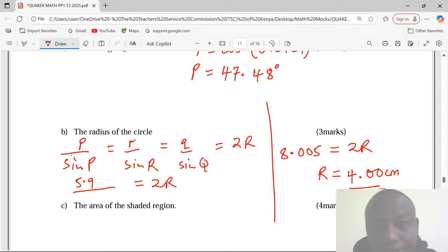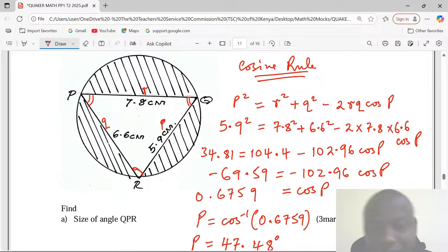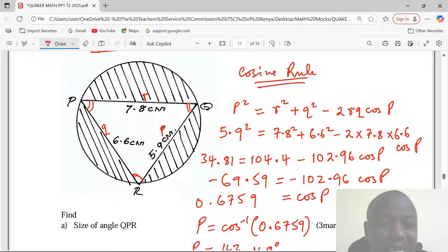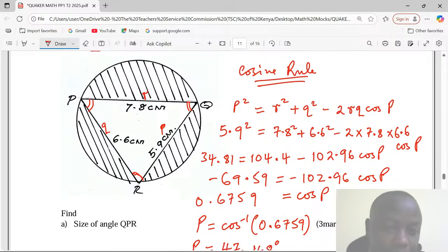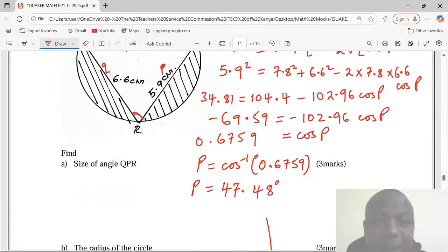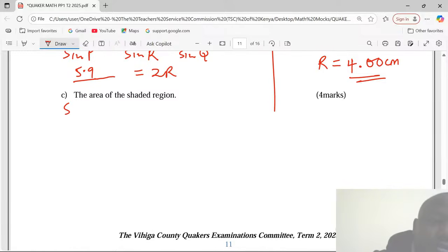Okay, the shaded region is outside the triangle but inside the circle. So we take area of the whole circle minus area of the triangle. Look at that. Area of the whole circle minus area of the triangle, we get the shaded part. So let's get the area of the circle. We're saying the shaded part equals circle minus triangle.